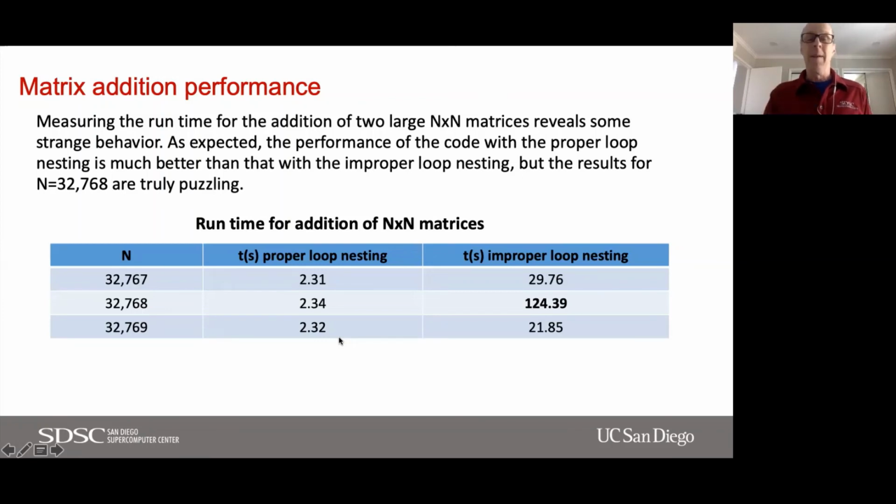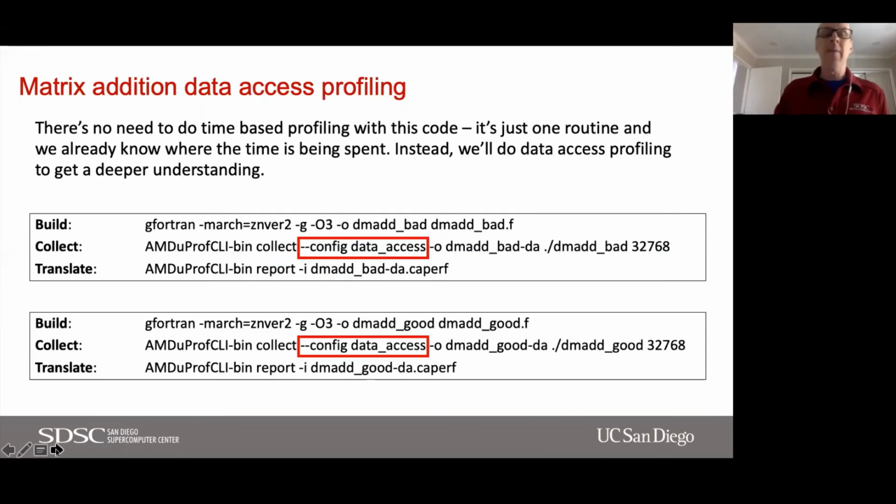32,769, just a little bit slower than 32,768. But when I look at that last column, I go from 29 seconds to 124 seconds, and then down to 21 seconds. So something really interesting is going on here. So this would be a great time to use uprof to do data access profiling.